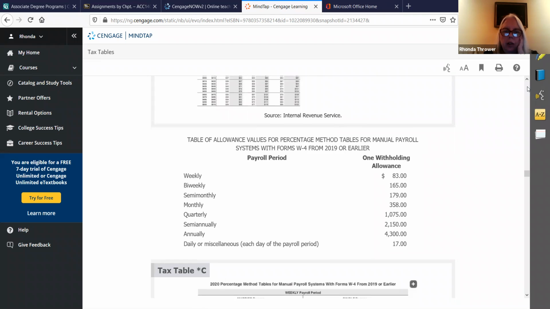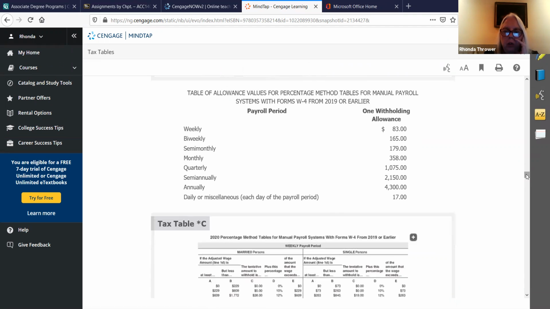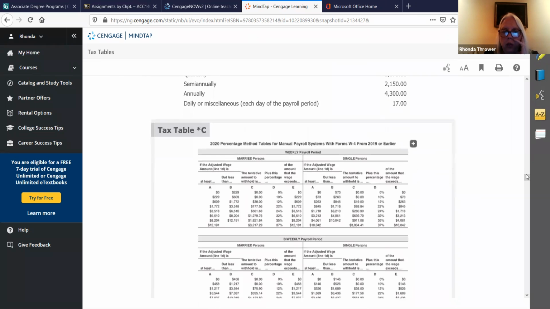Okay, and right here, they also have the table of allowances posted for you. This is where I got the $83 weekly amount for 1 withholding allowance. Remember, we had to multiply it by 4 because this person had 4. We also need to know the marital status of this employee and how they were paid.